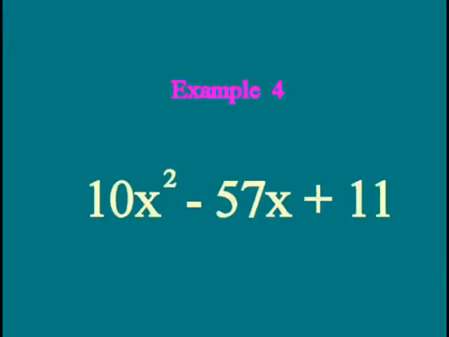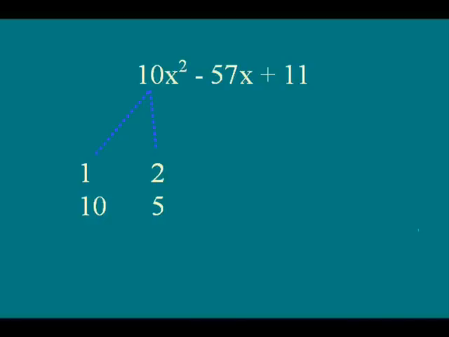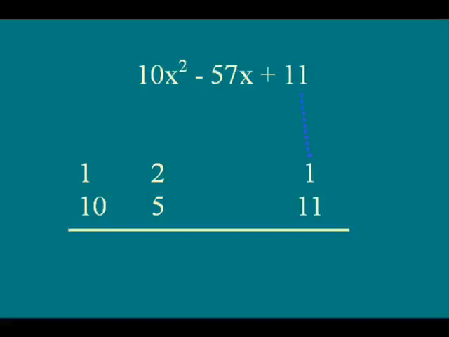This one looks a lot more interesting, doesn't it? 10x squared minus 57x plus 11. 10 is the coefficient of x squared, and that factors into 1 times 10 or 2 times 5. And look at 11. That only factors into 1 times 11. Turn it upside down, or else we won't get all the possible combinations.